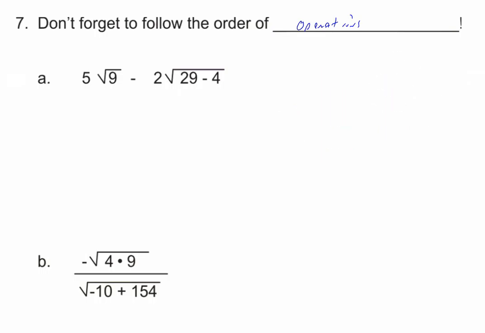Just like that, the radical sign is a grouping symbol. So underneath the radical sign, follow the order of operations. Okay, so if I'm doing a problem like this, I can deal right now with the square root of 9. Square root of 9 is?